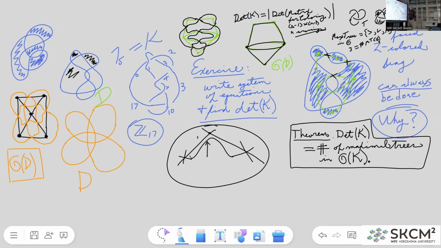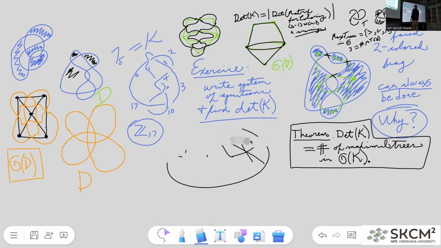Try another one. Let's see. I'll do another. We can do the figure 8 knot. The trefoil and the figure 8 knot are the two that we really know those examples really well. So what happens with the figure 8 knot?